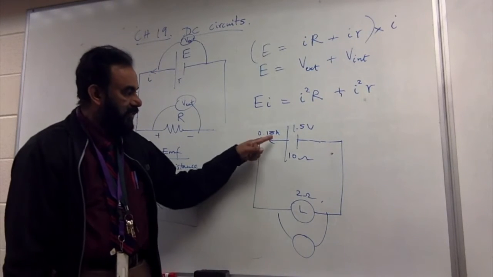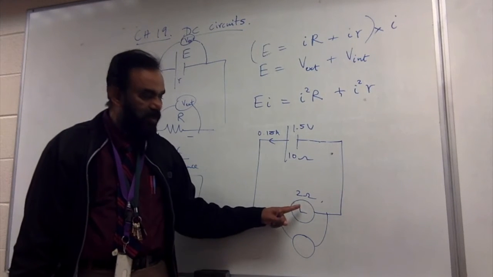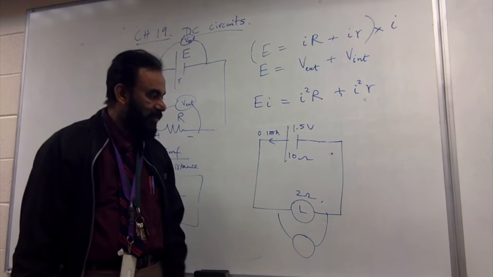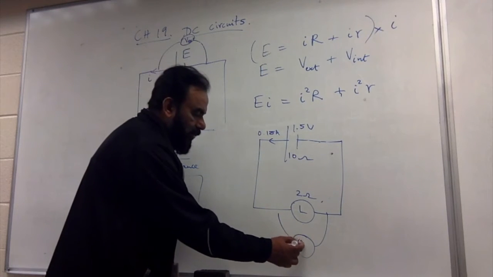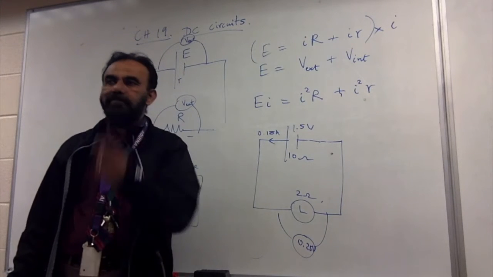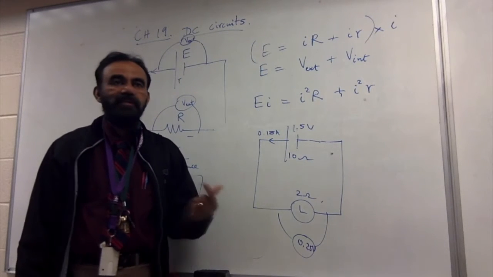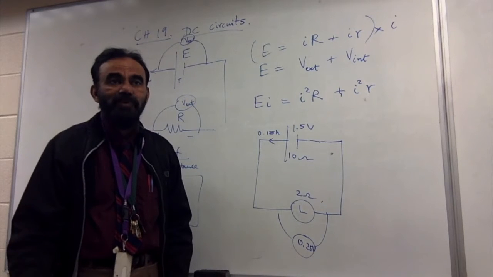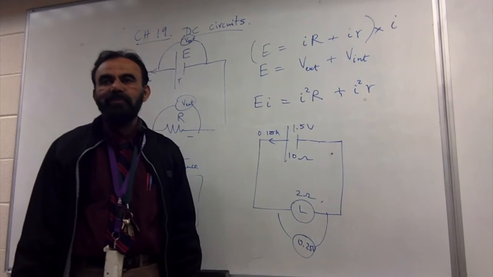0.125 amperes. And 0.125 amperes going through this light bulb causes how many volts? 0.25 volts. So the light bulb is going to be very dim. It's not getting the required voltage, at least 1 volt. No, it's only 0.25 volts.